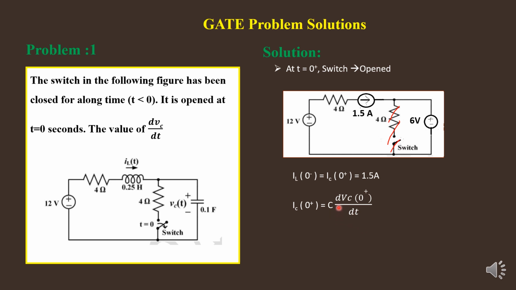Using this, we can find the rate of change of voltage across a capacitor with respect to time as dVc by dt equal to IC of 0 plus by C. IC of 0 plus we found is 1.5 amps. The capacitance value is already given as 0.1 farad. So substituting those values, it becomes 1.5 by 0.1, which is 15 volt per second. So dVc by dt we found as 15. The answer is 15. So we finished the first problem.